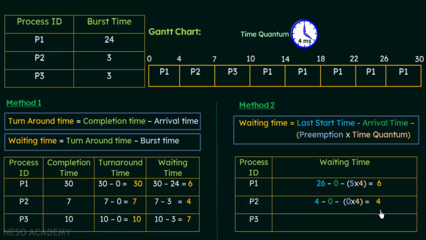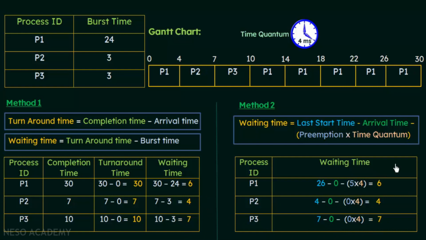So finally for P3, we see that the last start time of P3 is 7 milliseconds. So P3 also got the CPU just once and it completed its execution that time itself. So this is the first and last start time. So 7 is the last start time for P3, and then the arrival time, as we know, is 0, and the preemption. So we see that P3 also was never preempted. So it is 0 into the time quantum, which is 4 milliseconds. So 7 minus 0 minus 0 into 4. So that will give us 7 milliseconds.